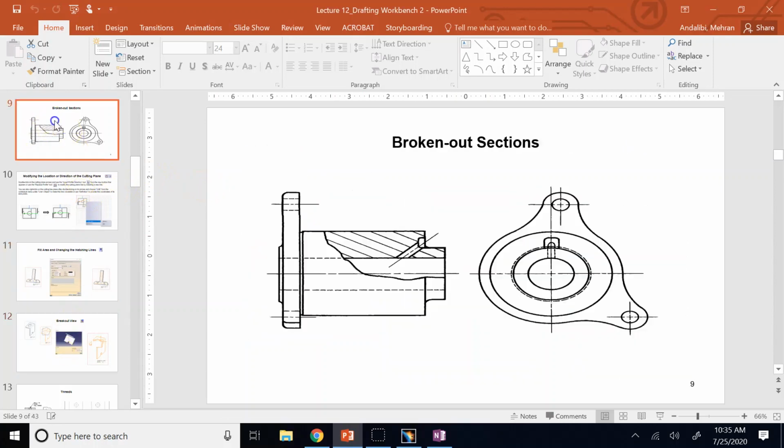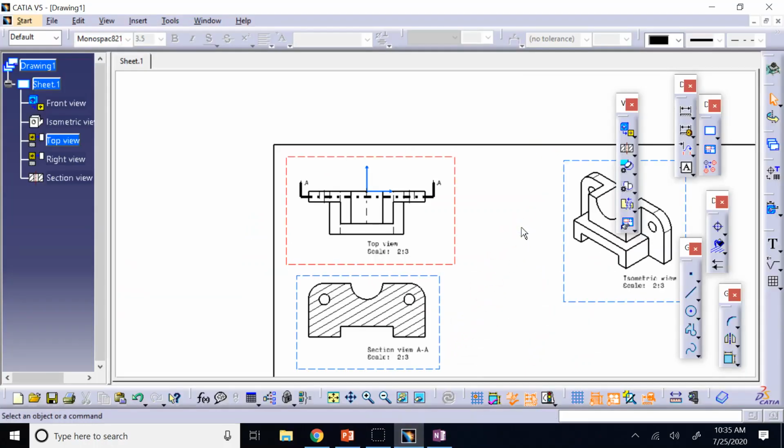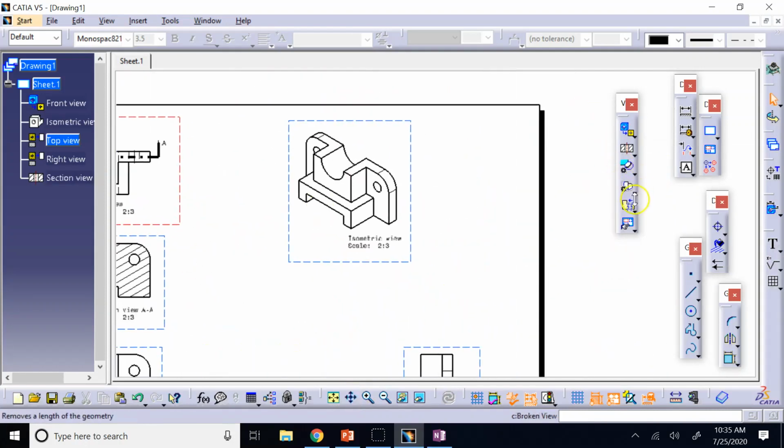Now, as I said, we have broken out and breakout. So let's look at that. So the breakout view is the one that, this is broken. Broken is a separate thing. We'll talk about broken separately. Broken is completely separate thing. Okay, so broken view is for long object. So breakout view, as I said, is a 3D cut. So you have to apply it only to the isometric view.